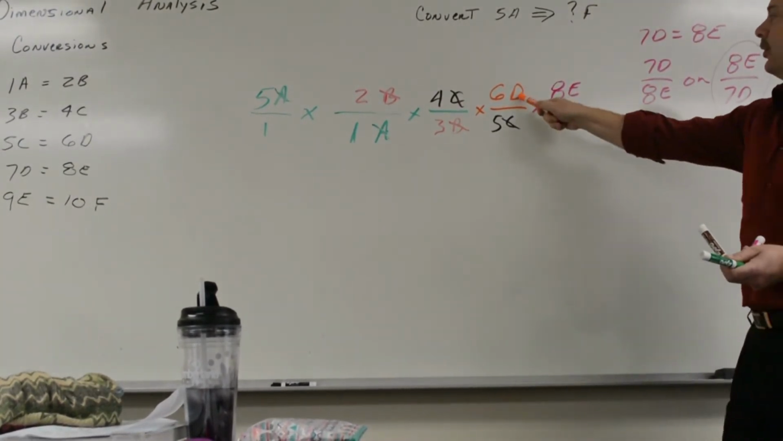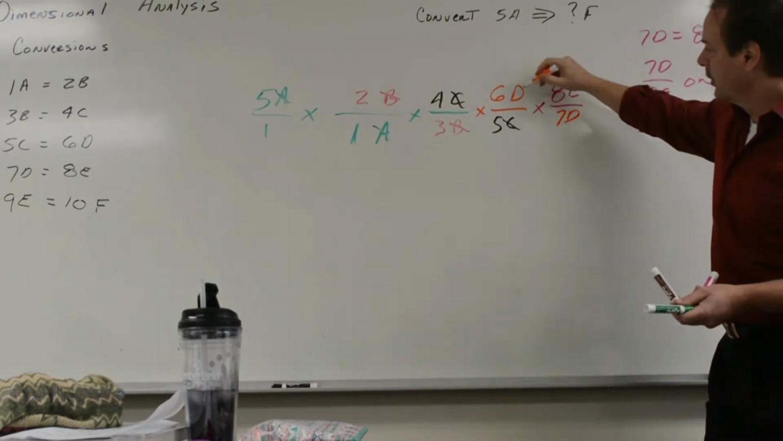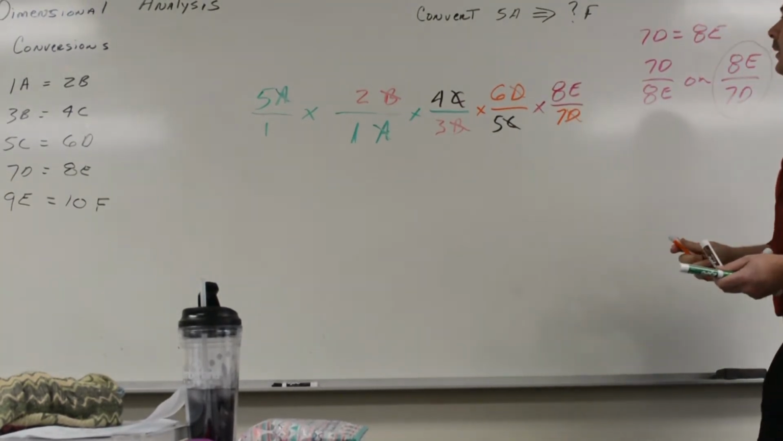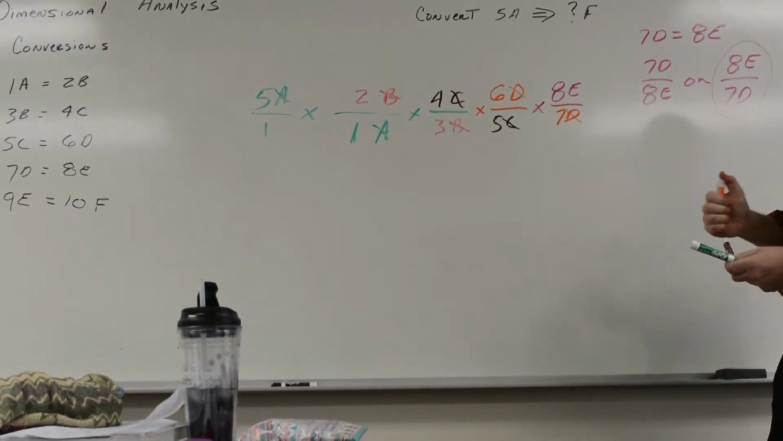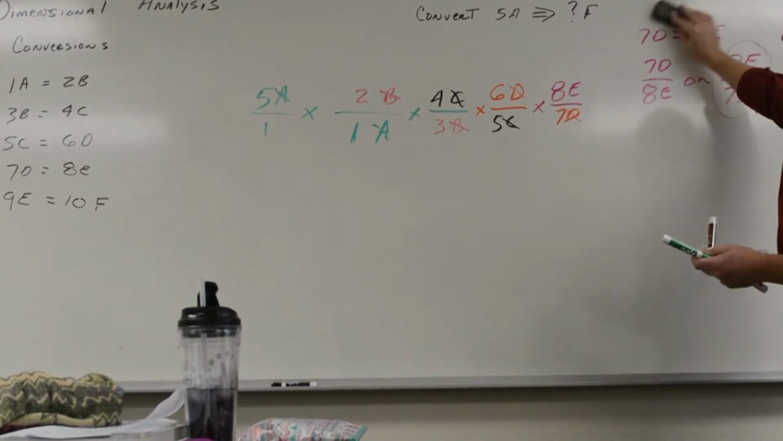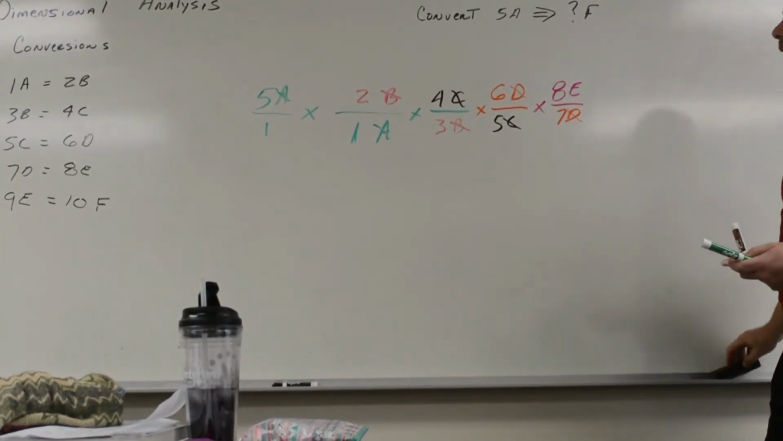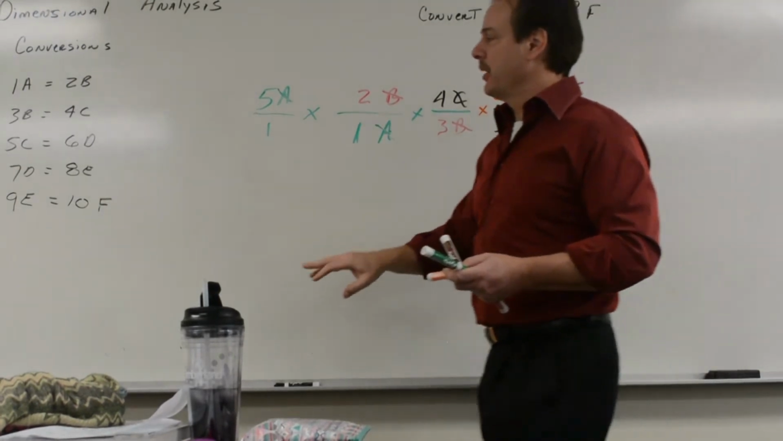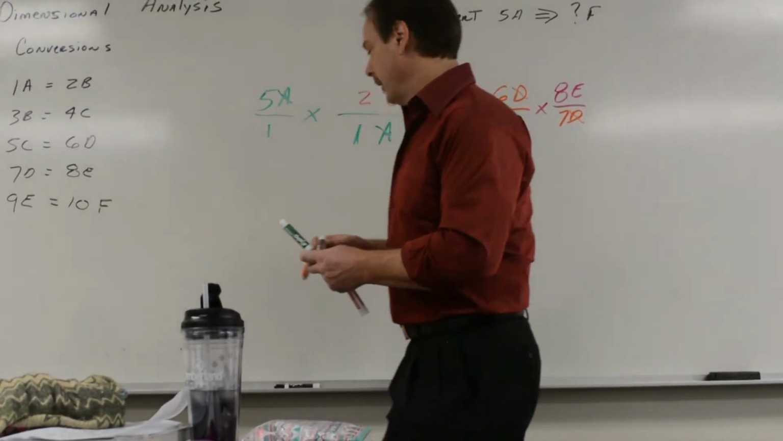Looking at this, I got D units in the numerator, D units in the denominator. The D units cancel. And now I've converted to E units. Check this out. All right, now I can convert from E to F by using this one. 9E equals 10F.